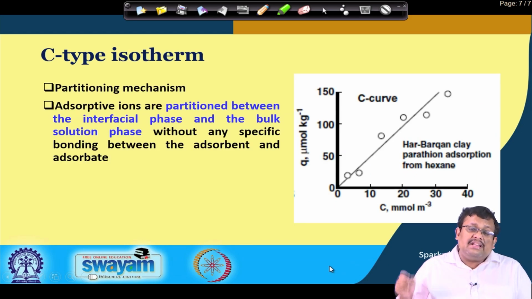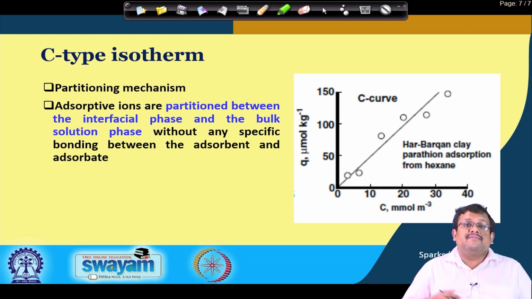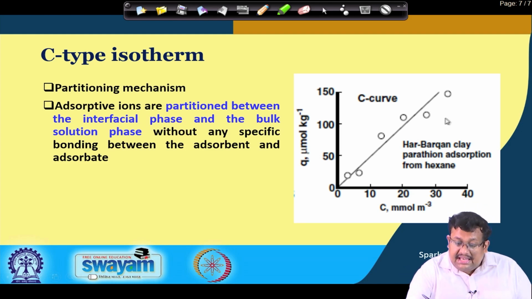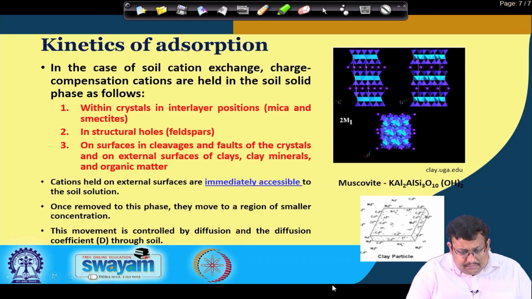Now, the last one was the C type isotherm. It basically shows the partitioning mechanism. Here adsorptive ions are partitioned between the interphasial phase and the bulk solution phase without any specific bonding between the adsorbent and adsorbate, and you can see here this is the shape of the C type adsorption isotherm.